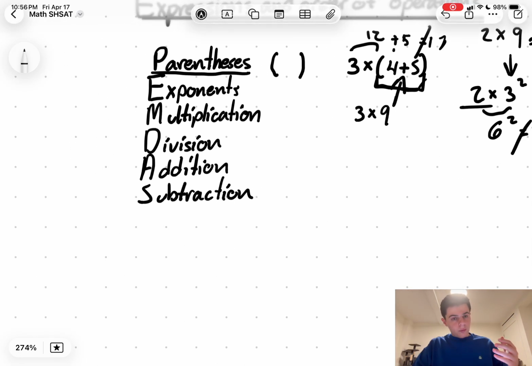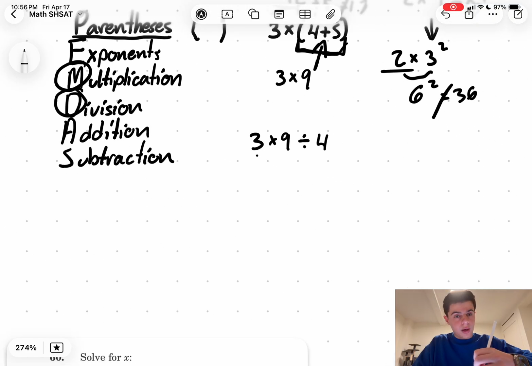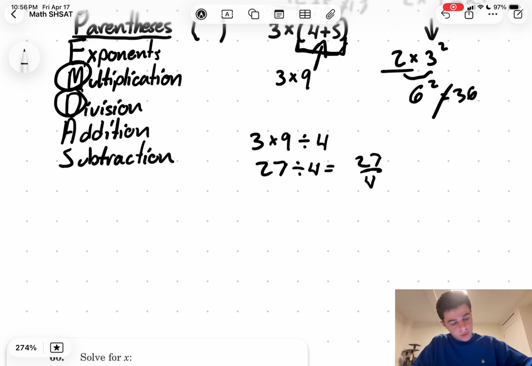So after that, we have multiplication and division. And although multiplication comes before division in PEMDAS, they're interchangeable, right? So you can either do multiplication or division. They're at the same level in the order of operations, but generally you are supposed to go from left to right. So if I give you 3 times 9 divided by 4, for example, you go from left to right. So you're going to go 3 times 9 is 27. 27 divided by 4 is just going to be 27 over 4. So that is how we're going to do that.